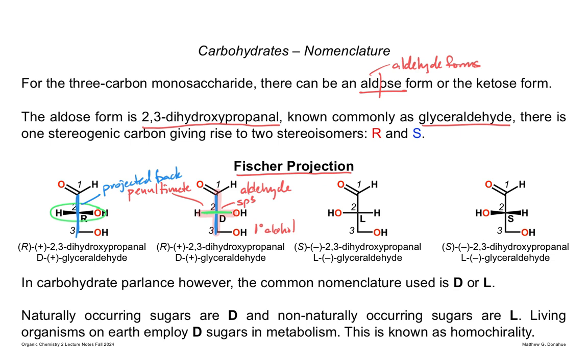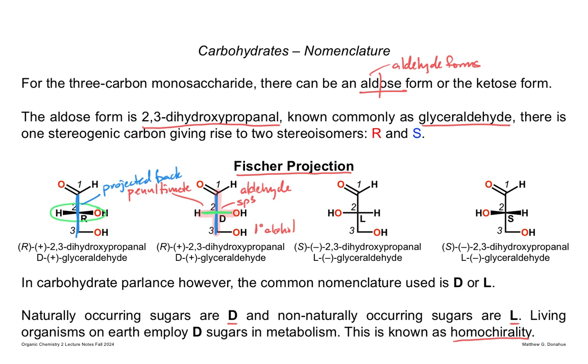So the penultimate carbon, if the OH is to the right, it's D. If it's to the left, it's L. And so the naturally occurring sugars are D, and non-naturally occurring ones are L. So pretty much every organism on Earth metabolizes D sugars. And this concept is known as homochirality. So if you were to have a diet that consisted of L sugars, you'd probably end up dying, because they're not going to get metabolized and you would get no energy from them.